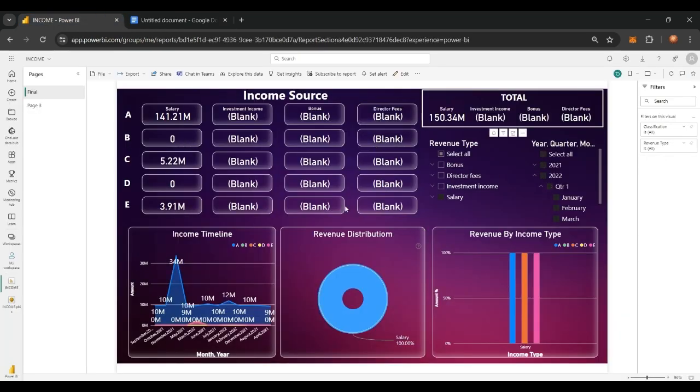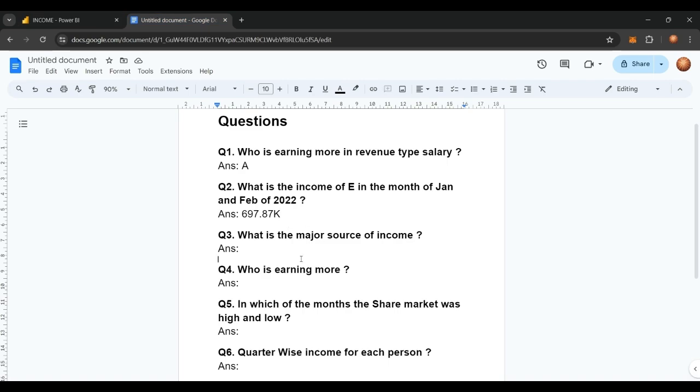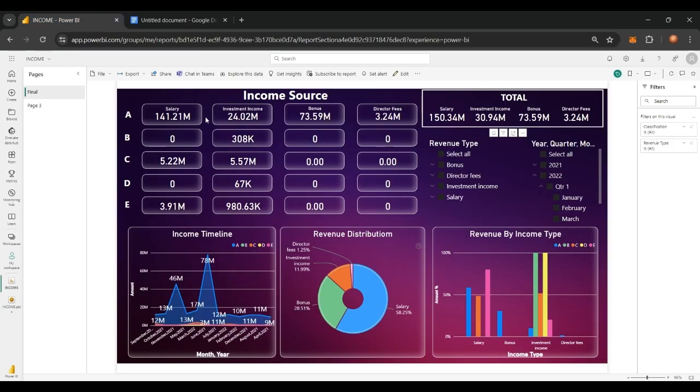The next question is: what is the major source of income? This we can easily check by looking at our donut chart. As we can see, the maximum contribution is made by the salary, that is 58.25 percent of our total contribution. So the answer will be salary. Coming to the next question: who is earning more? By seeing the whole table, we can easily make out that A is earning more as compared to B, C, D, and E, because A has higher values in all the columns.